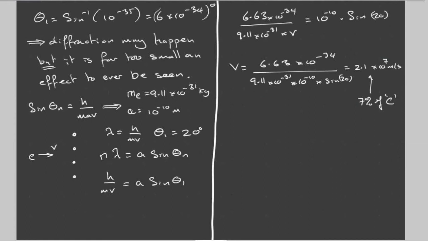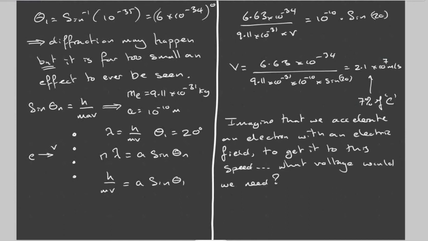The easiest way to answer that question is to convert the speed into something that we can make sense of. Let's imagine that we accelerate an electron with an electric field to get it to this speed. That's a speed of 2.1 times 10 to the 7 meters per second. The question is, what voltage would we need to do that? So the idea is that we have two plates. We have an electron. We have a voltage between those two plates. And we're interested in what voltage we would need in order to get the electron so it has that speed when it reaches the other plate.